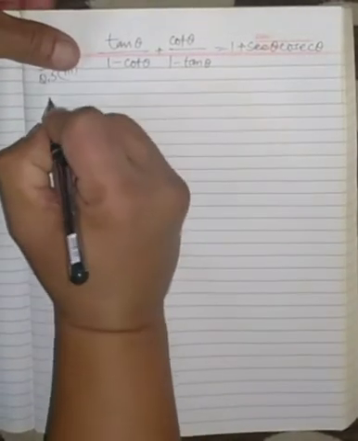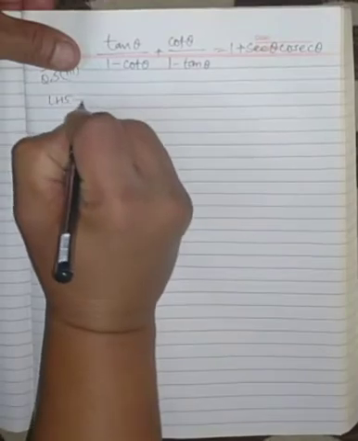Exercise 8.4, question number 5, third part. Tan theta upon 1 minus cot theta plus cot theta upon 1 minus tan theta is equal to 1 plus sec theta cosec theta. This we have to prove. Once again, I will use the left hand side part of this and we will convert this in terms of sine and cos.